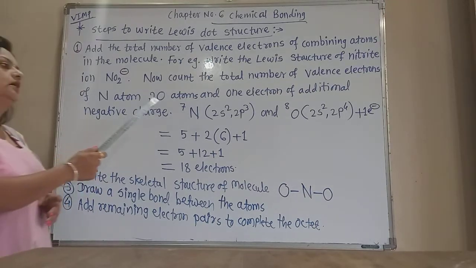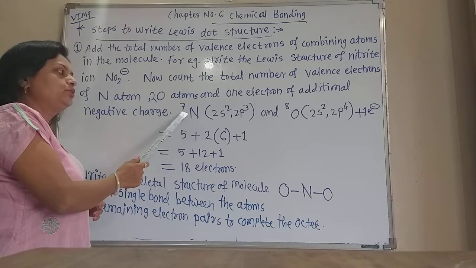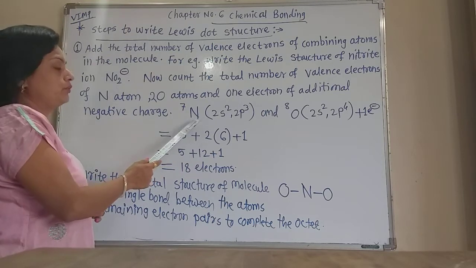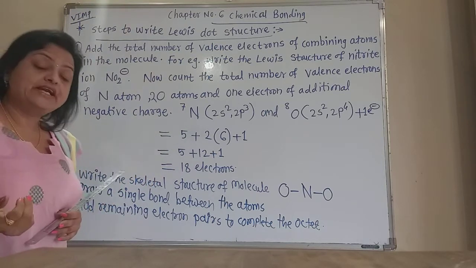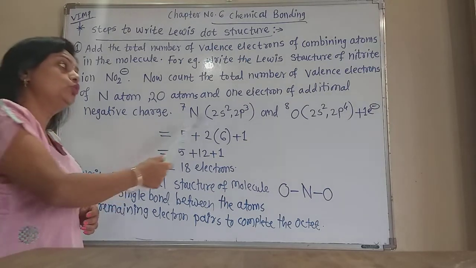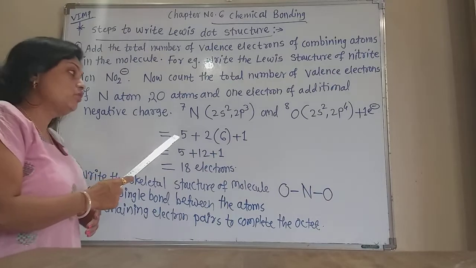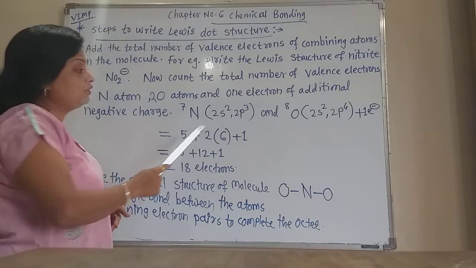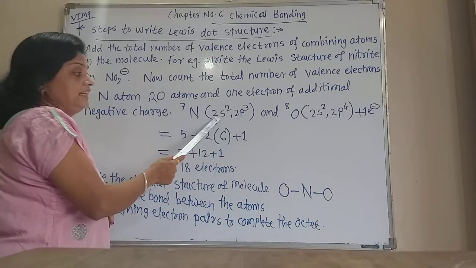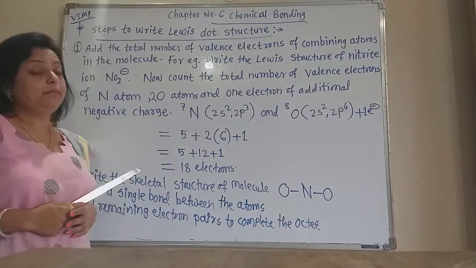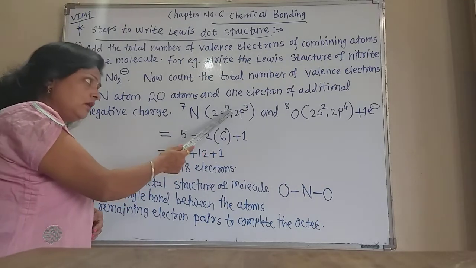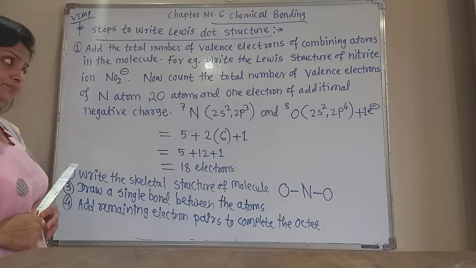The atomic number of nitrogen is 7, so the electronic configuration of nitrogen is 1s2, 2s2, 2p3. The 1s2 electrons are not counted here because they are not valence electrons. The second shell electrons, from the 2s and 2p orbitals, are the 5 valence electrons.